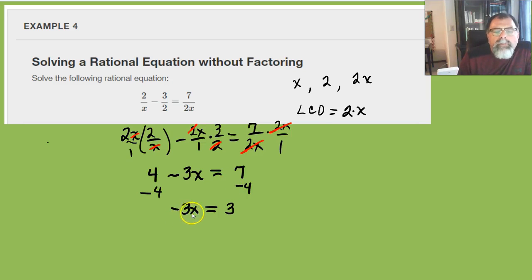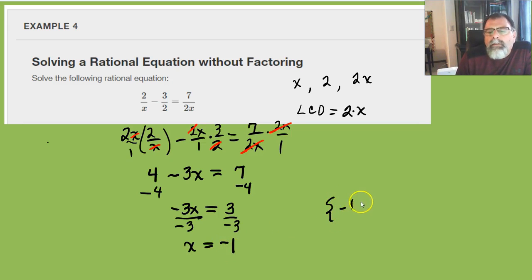Then the last step is you want to get x by itself. So divide by the coefficient of x, or your variable, whatever the variable is. So here -3 cancels. I get x by itself. See, I isolated the variable. And 3 divided by -3 is -1. And my solution set's -1.